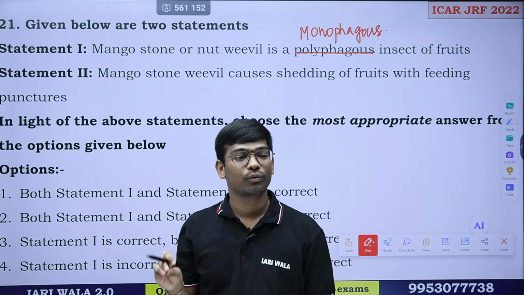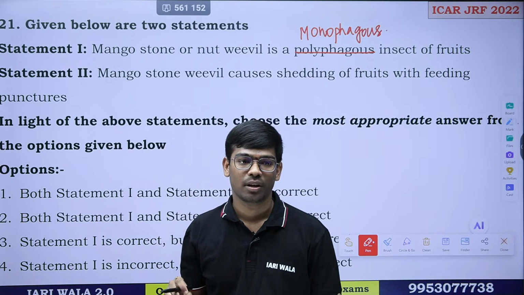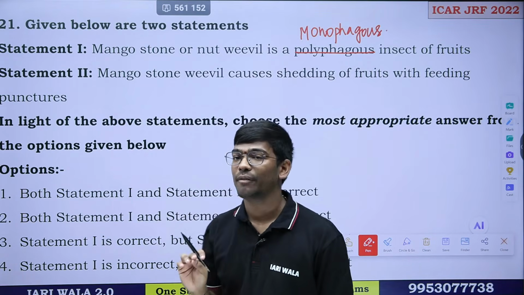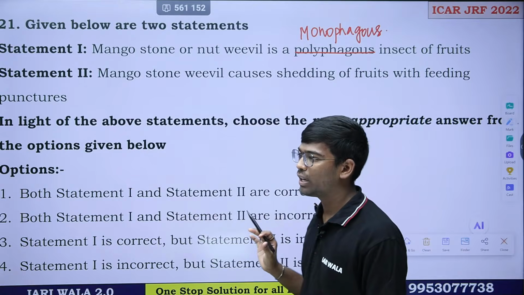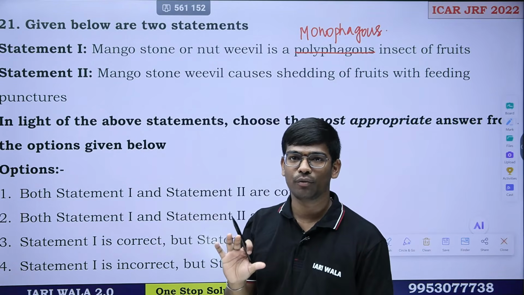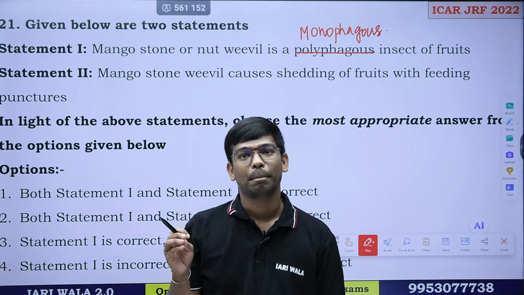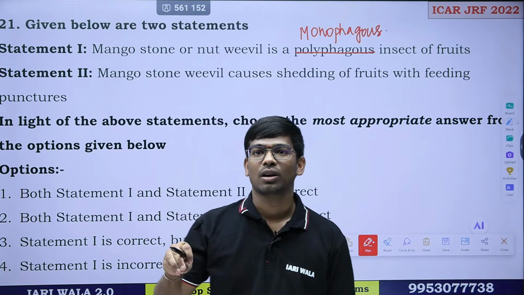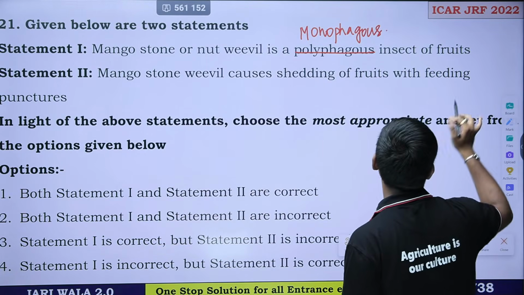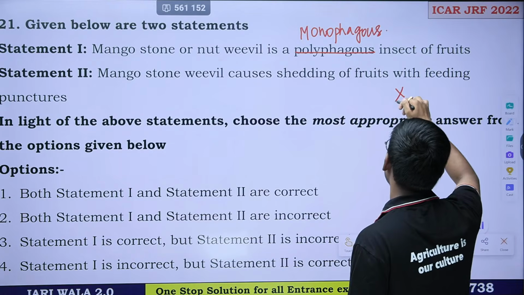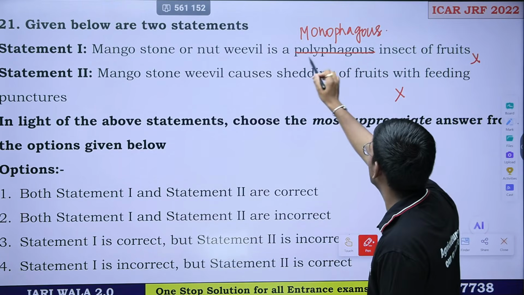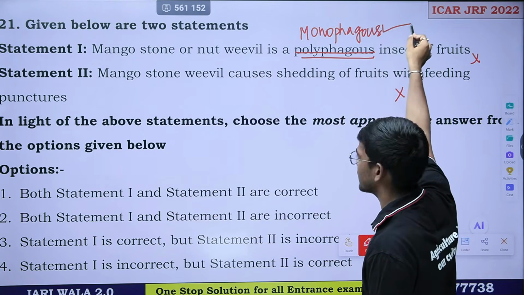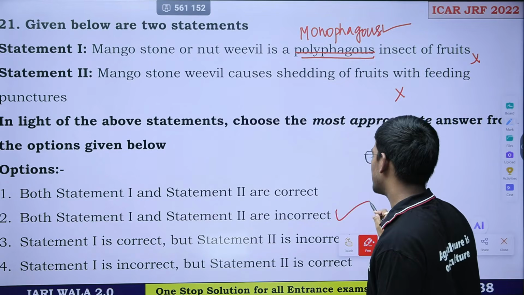And mango stone weevil causes shedding of fruits, but not with feeding punctures. On the fruit, everything seems very beautiful with no infestation, but inside the damage is caused. So on the fruit we cannot see any feeding puncture, so this statement is also wrong. This is also wrong since they gave polyphagous, but it is a monophagous pest. So both the statements are incorrect.